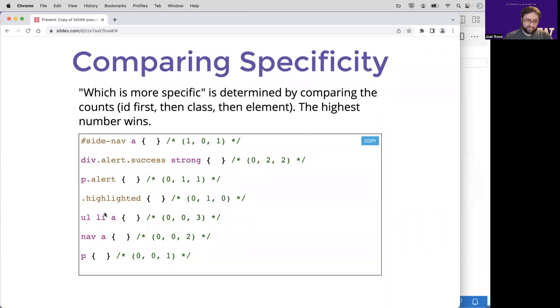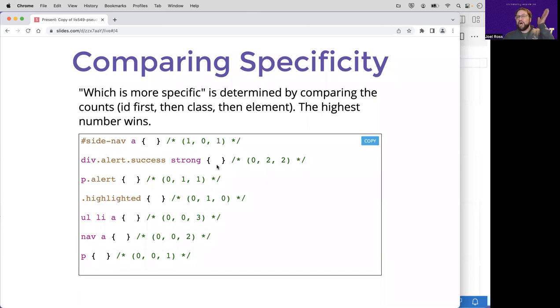0 elements. ULs have a specificity of 3, right? Because there are 3 elements in here, but no classes, so it'd be 0, 0, 3. Nav is 0, 0, 2, and paragraph is, of course, 0, 0, 1. And looking at those numbers, we can then see which is bigger, right? The one that has a higher number is considered more specific.